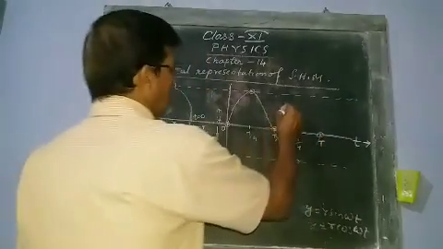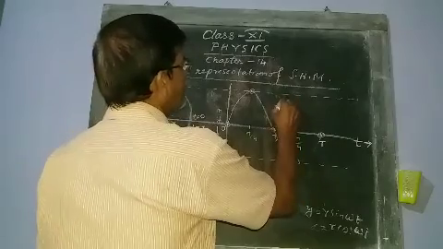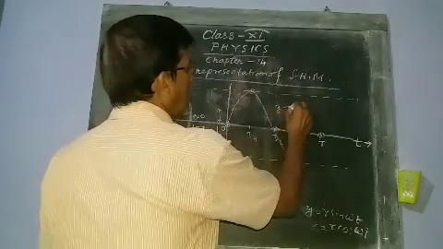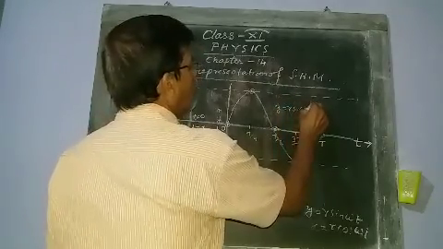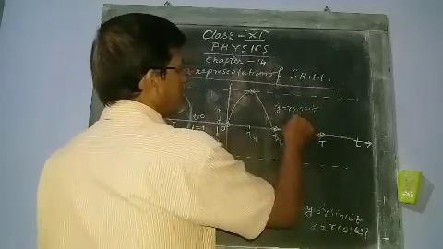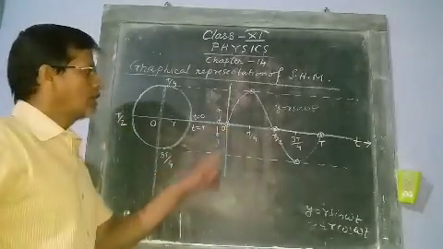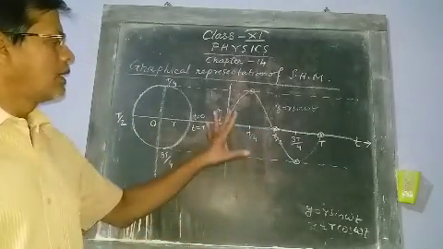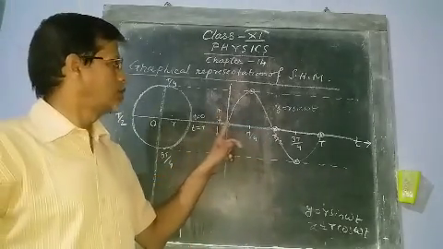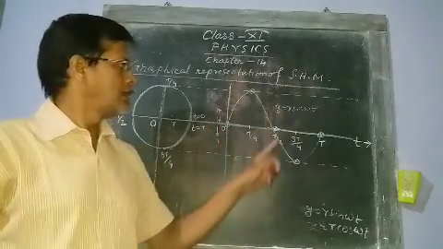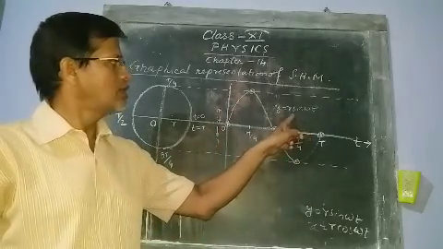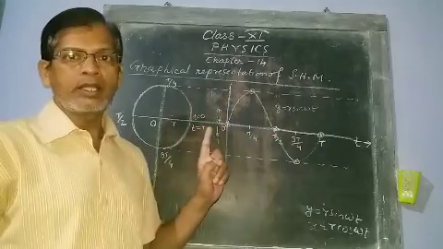This is the equation y equal to r sin omega t. This is called the sine curve. It starts from 0. This is the sine curve, because the equation is sine omega t.